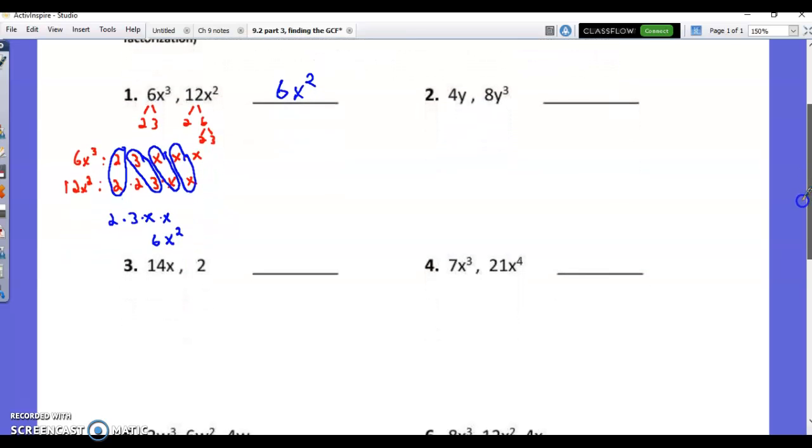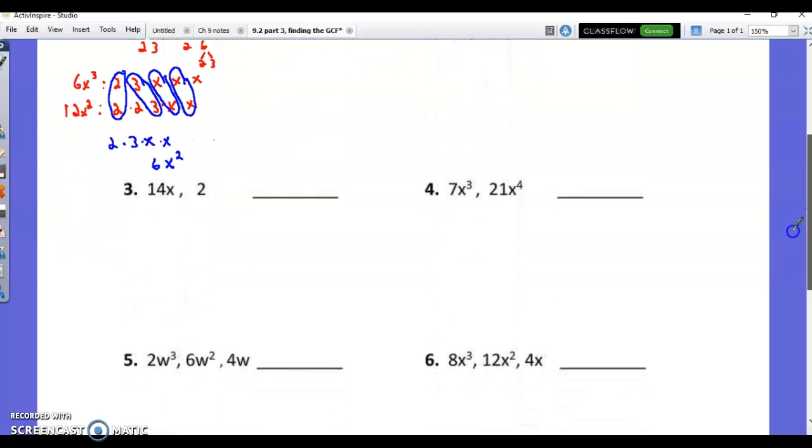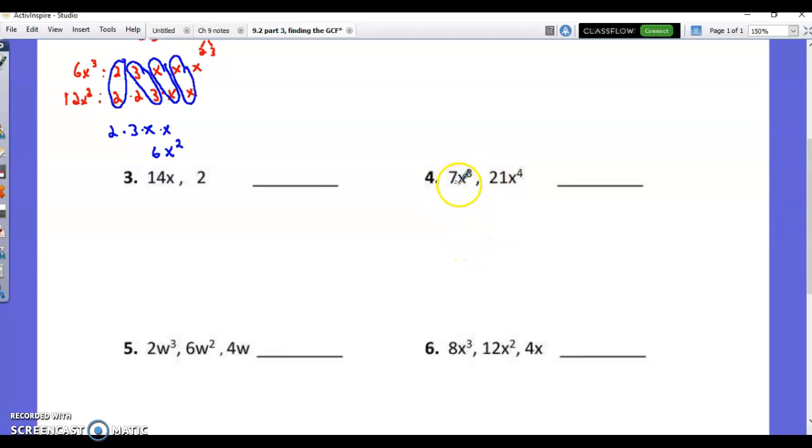All right, I'll go ahead and leave 2 and 3. I'll do 4 here, so 7x to the third. 7's already a prime number, so we can just leave that as that, and then I write 3 x's. That's the prime factorization of that. Then I have 21x to the fourth. So again, doing the factor tree for this, 2 won't work, but if I divide that by 3, I get 3 and 7. So I have 3 times 7 and then 4 x's.